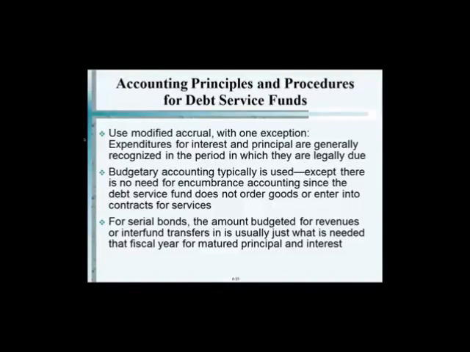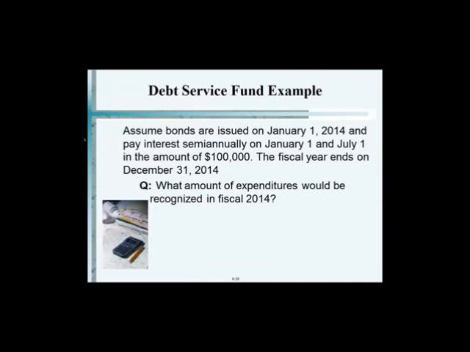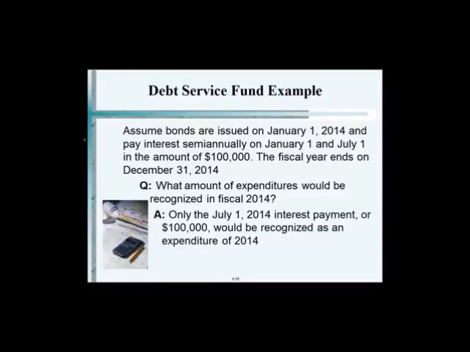Let's take a look at an example. Assume bonds are issued on January 1 and pay interest on January 1 and July 1 in the amount of $100,000. The fiscal year ends December 31st. What amount of expenditures? Whenever you see the word expenditures, what does that mean? Modified accrual basis. In your mind, little lights of cash should go up, right? So what amount of expenditures would be recognized in fiscal year 2014? Not expense, expenditure. Only the first one, which is what? 100. We only missed by 1 day, right? Because the next one would be January 1st. We missed it by 1 day. You mean for 1 day we don't have to accrue? Yes.